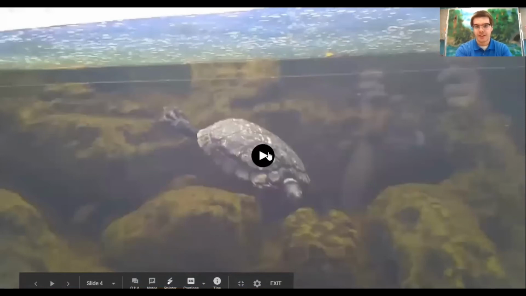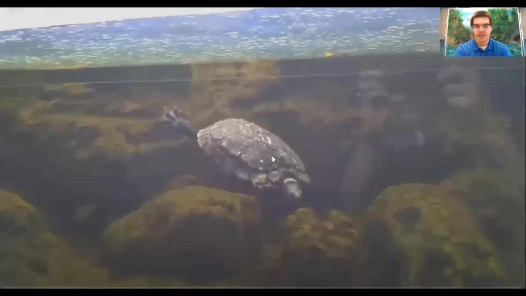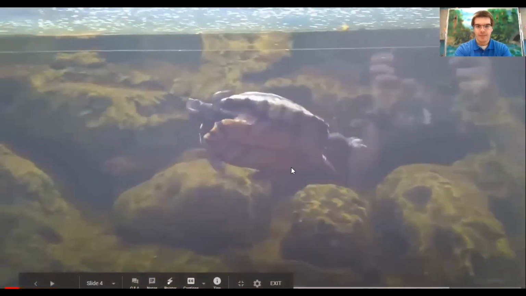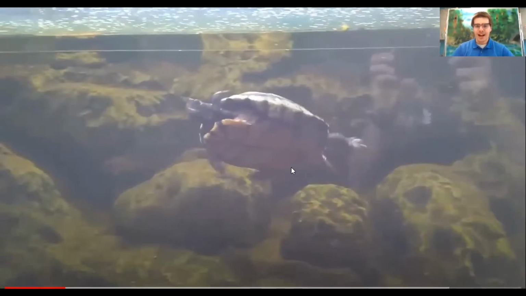Now, you'll have to forgive the glare because of the way that the light was coming in. You can sort of see my reflection a bit. But this video does a great job demonstrating turtles here. So whenever you think of a turtle, you might think, oh, really slow, crawls around on land. But that's not exactly true.